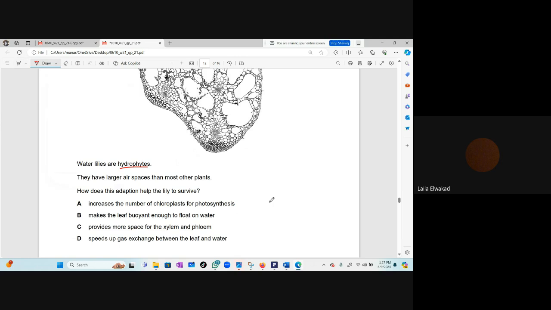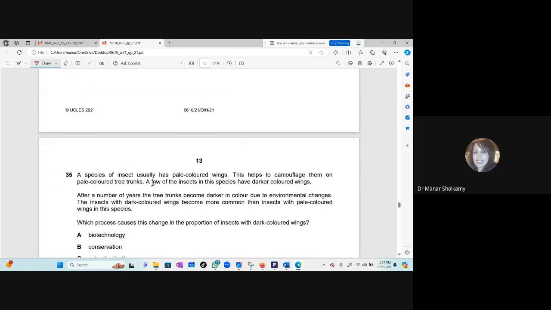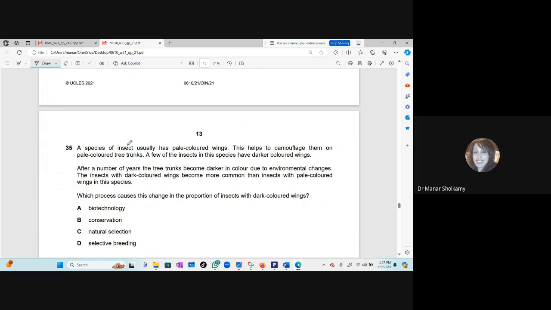B. Okay, even if you don't know what buoyant is, only those who took physics will know what buoyant is. Buoyant means float. It's just a more sophisticated word for float. You will get it from "float on water." Good. A species of insect usually has pale colored wings.